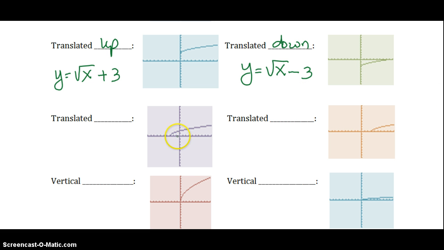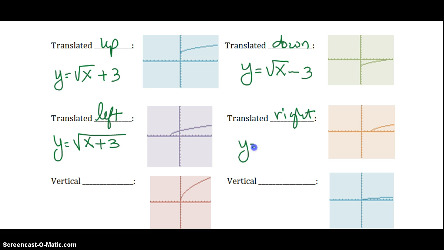The purple one went to the left, so it translated left. Now remember, this is underneath the radical, so it's x plus 3, because to the left is the opposite of what we think it should be. And this one moved to the right, so it's y equals the square root of x minus 3.